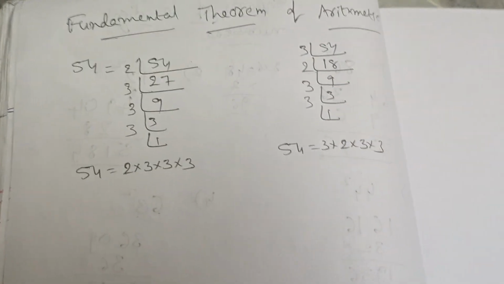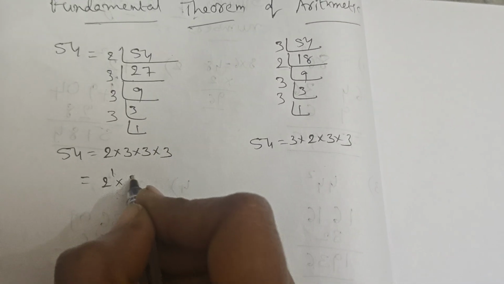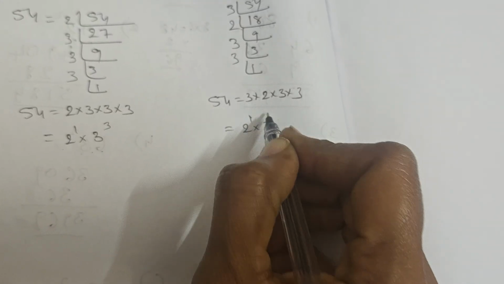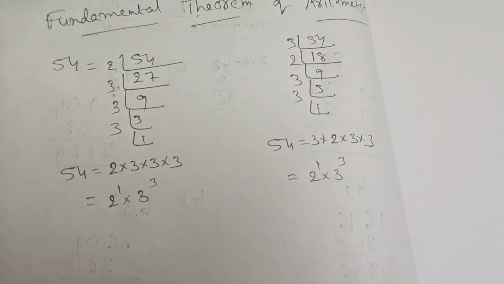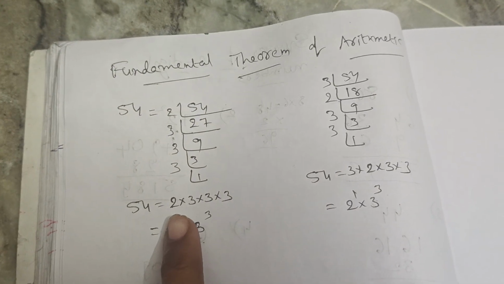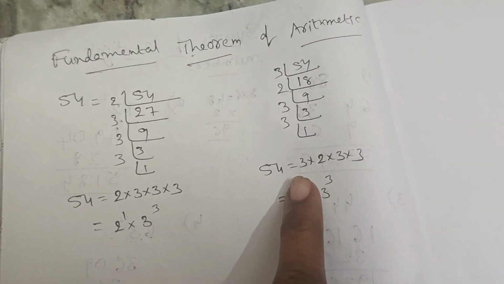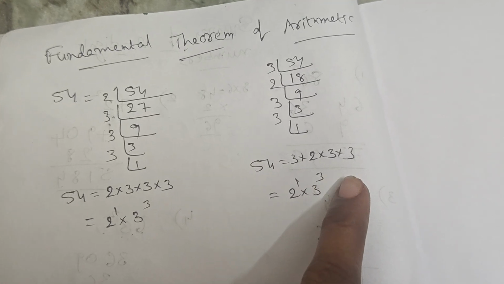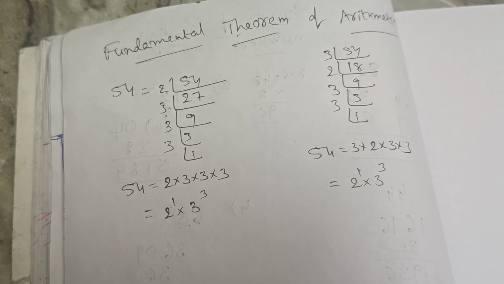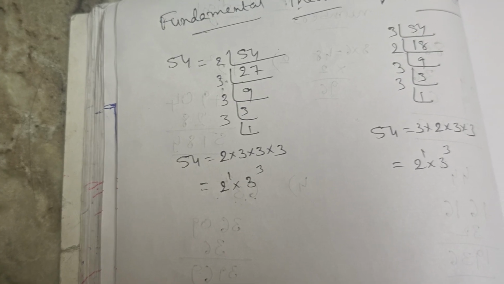In which the prime factorization is unique. What is the meaning of unique? Same. How many times does 2 occur? 1 time. 3, 3 times. The same prime factors are there. Here also, 2 one time, 3 three times. So the prime factorization is unique apart from the order in which they occur. See the order: first I have taken 2, next 3, next 3, next 3. But here first I have taken 3, next 2, next 3, next 3. So the order may be different, but the prime factorization is unique. That means the prime factors that occur are unique. Unique means same. It does not change.